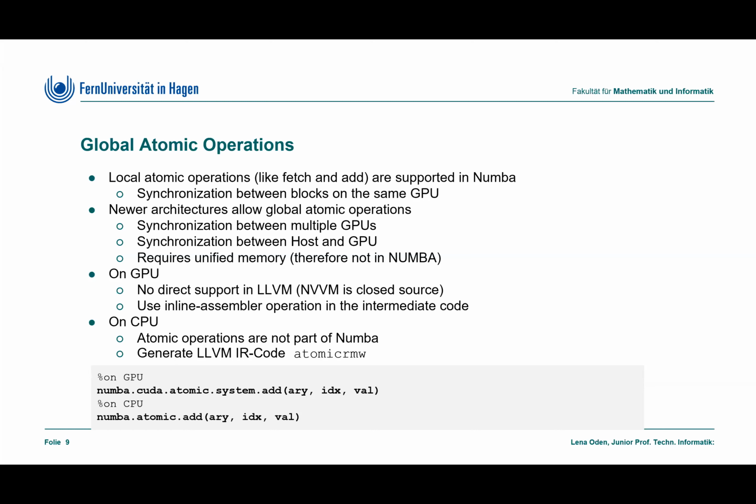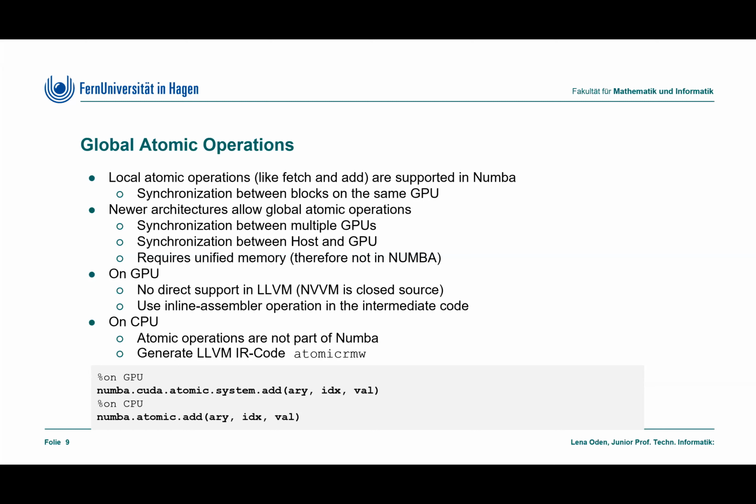But this requires some unified memory. And one important point of implementing this was also implementing this atomic operation. In LLVM, there's no direct support because NVVM, which is the CUDA LLVM library, is closed source and you cannot really look into it in a legal way. So we use inline assembly operations in the code to implement these atomic operations. We also had to implement atomic operations on the CPU because they're currently not part of Numba, so we had to do it on both sides.